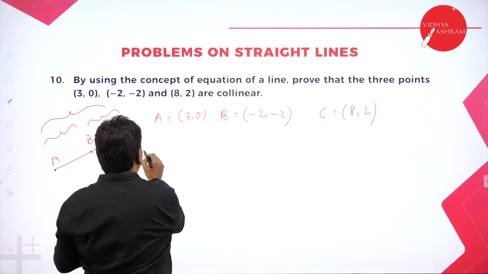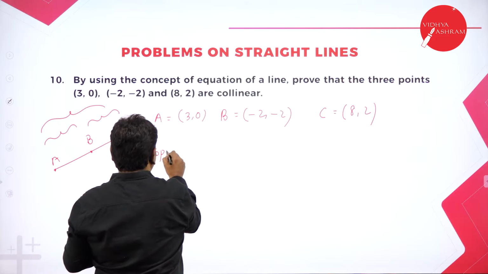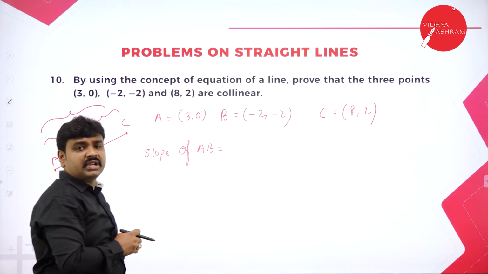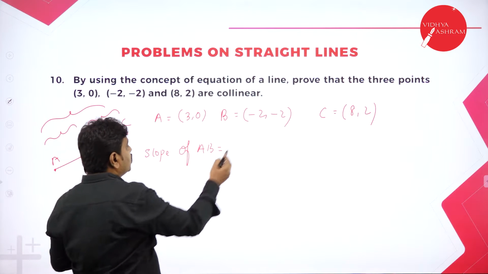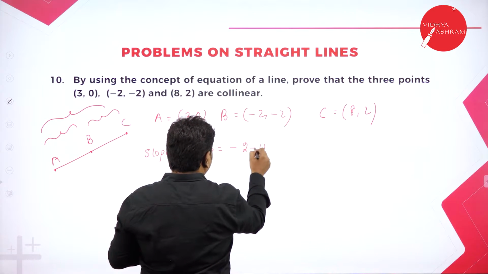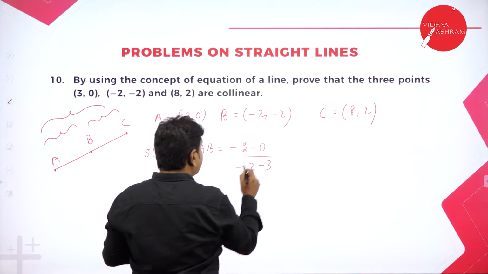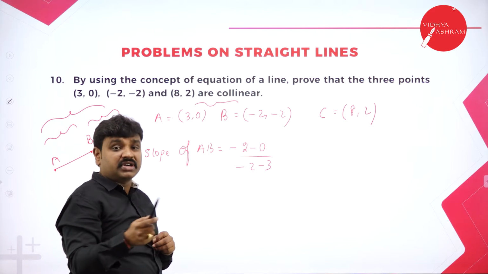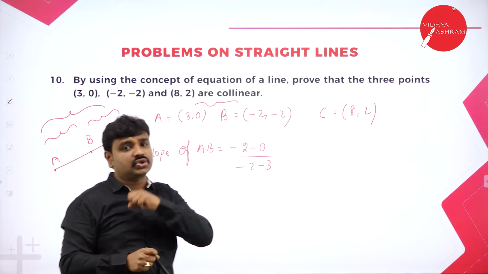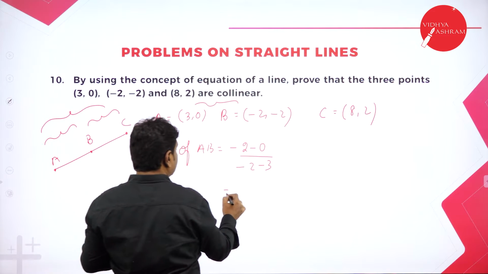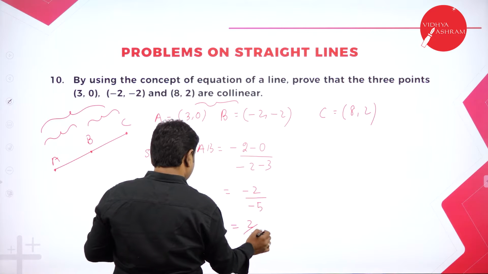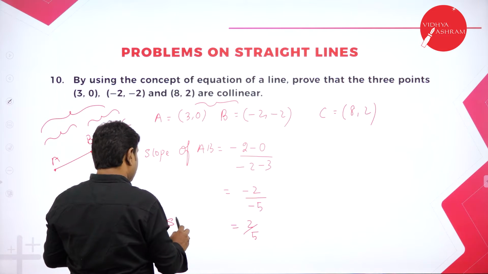So now I'll first find the slope of AB. How to find the slope of AB? y2 minus y1 divided by x2 minus x1. So that is (-2 minus 0) divided by (-2 minus 3). I'm using the slope of the line joining points, taking these two. How to find the slope of a line joining points? Difference of y coordinates by difference of x coordinates. That is -2 by -5, that is 2 by 5. This is the slope of AB.